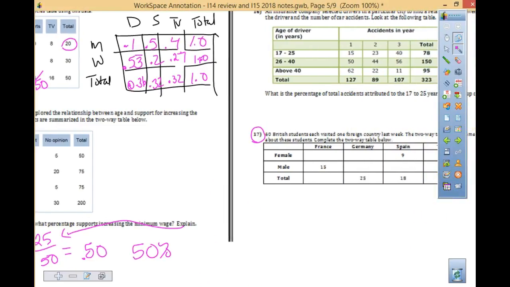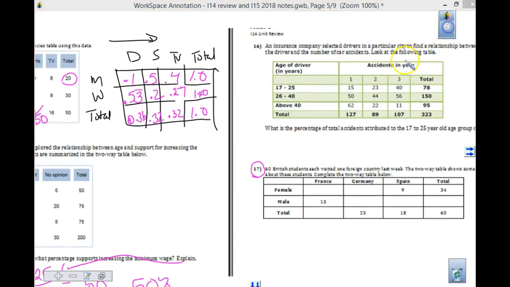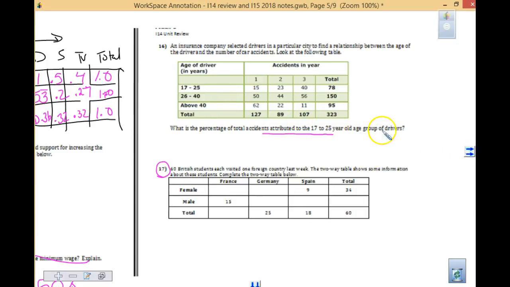So on the test, the same thing when you look at these. All right, question 16 as we take a look at. So Cole, we are looking at what percentage of accidents can be attributed to 17 to 25-year-olds in the age group of all of the drivers. What should we be dividing by? What is all of our drivers? How many did they survey? 323. So then, Rachel, how many are we talking about had accidents from 17 to 25? 78. So on your calculator, please divide.